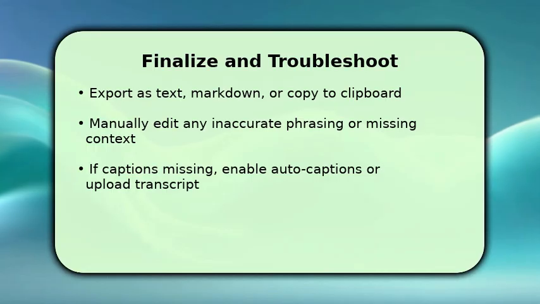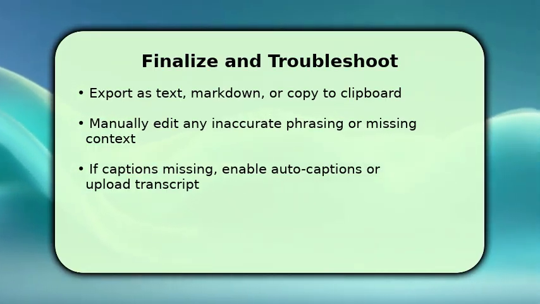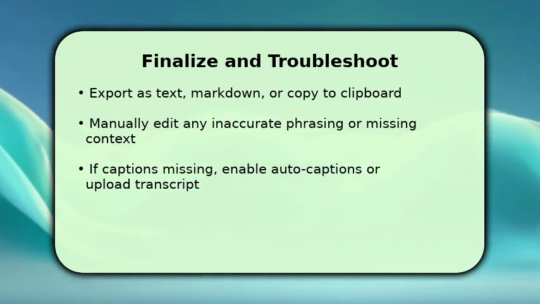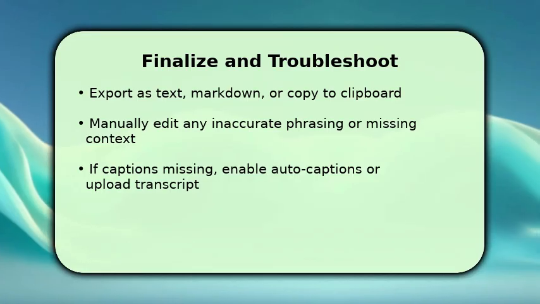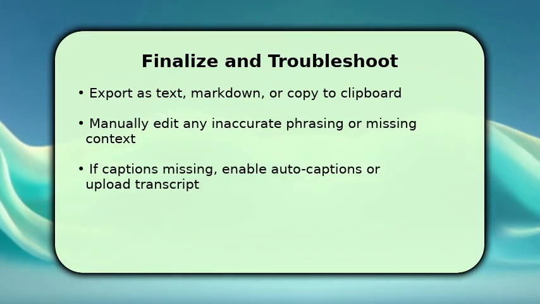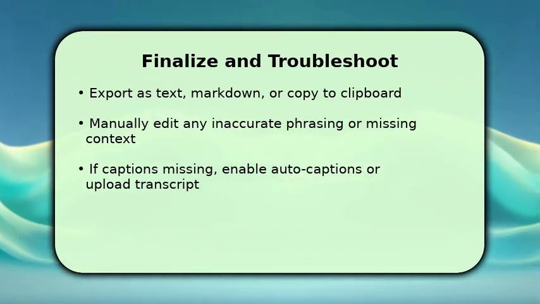If Blackbox fails due to missing captions, enable YouTube auto captions or upload a transcript file before retrying. If the tool stalls, refresh the page, reauthorize permissions, and regenerate. That usually resolves API or rate limit hiccups quickly.